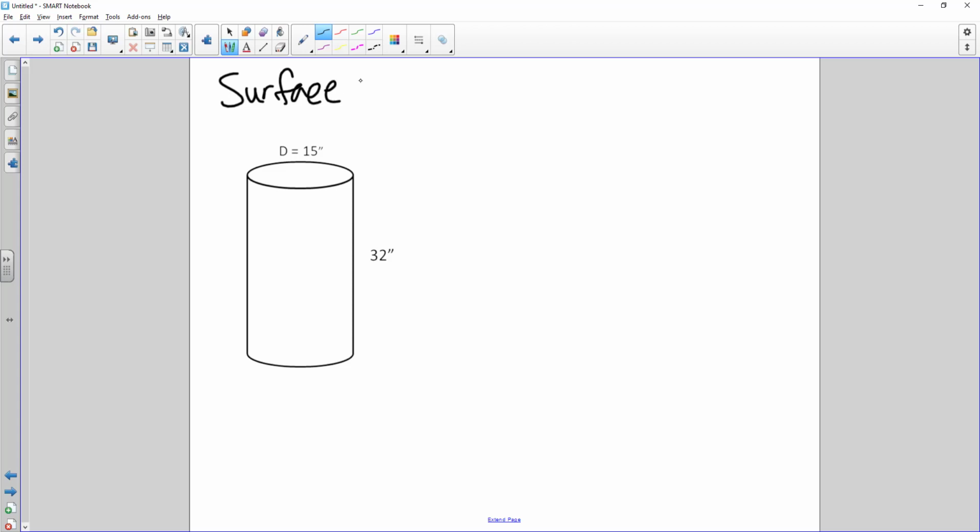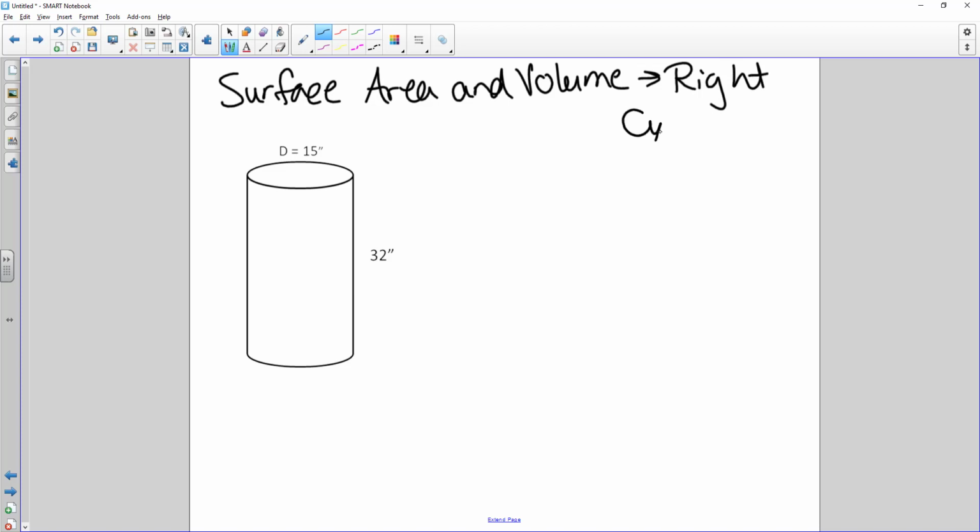Surface area and volume for a right cylinder. The word right has to do with the fact that the height makes a 90-degree angle with the base. And cylinder means that the base is circular.